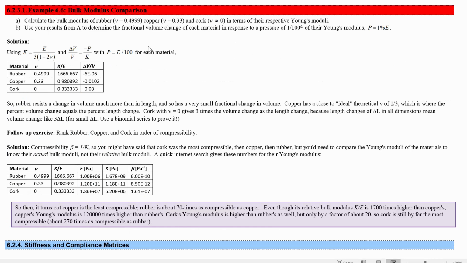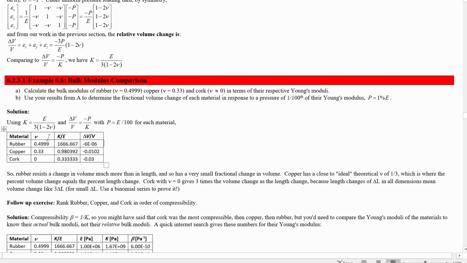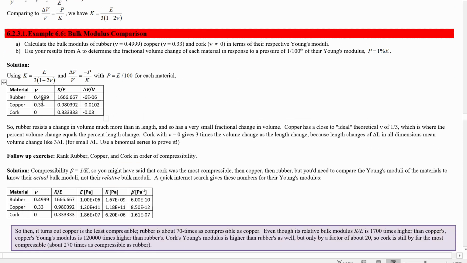So let's put some numbers to this and calculate the bulk modulus of a few different things, rubber, copper, and cork, in terms of their respective Young's modulus. So what's the bulk modulus relative to the Young's modulus, which is to say what's K over E. So for rubber, it is 1670. For copper, it's pretty much 1, and for cork, it's 1/3.